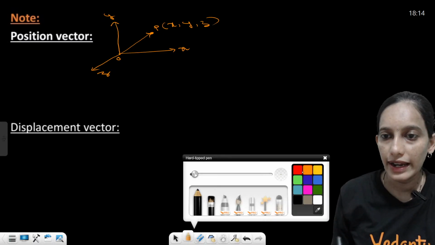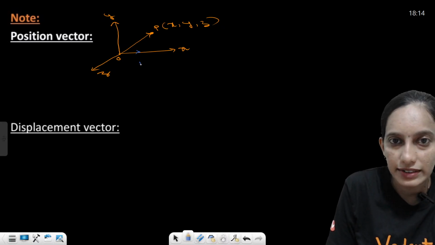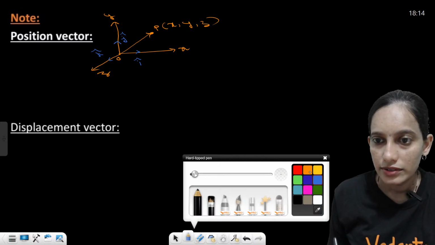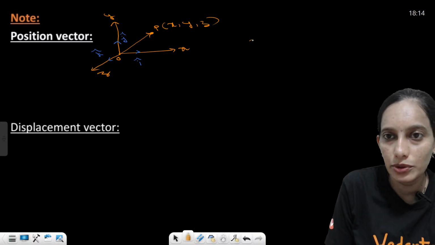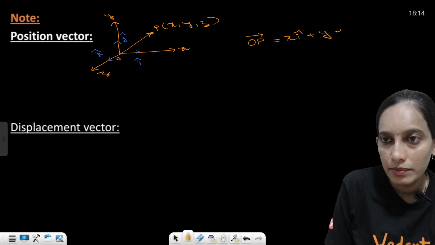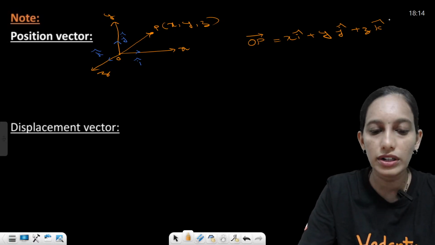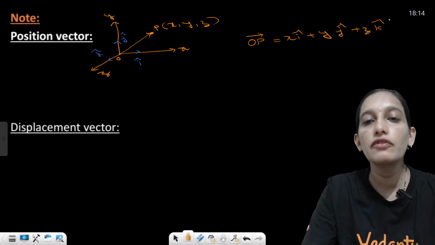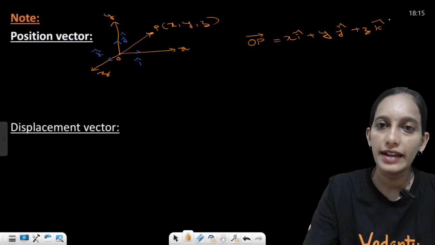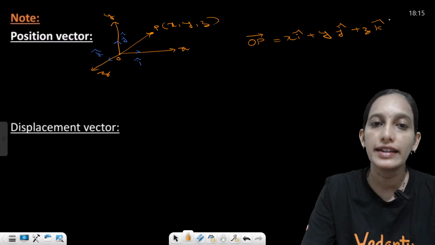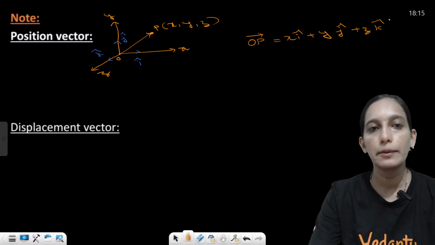We now know that the unit vector along the x axis is i cap, along the y axis is j cap, and along the z axis is k cap. So how can we write it in three dimensional notation? That is, OP vector is equal to x i cap plus y j cap plus z k cap. So they will give you a coordinate axis or coordinate points, for example 4, 3, 2. How will you write it? 4 i cap plus 3 j cap plus 2 k cap, like that. Okay, so this is how we represent the position vector.